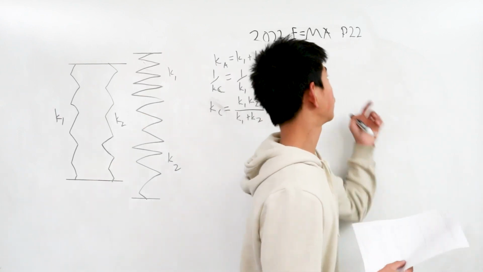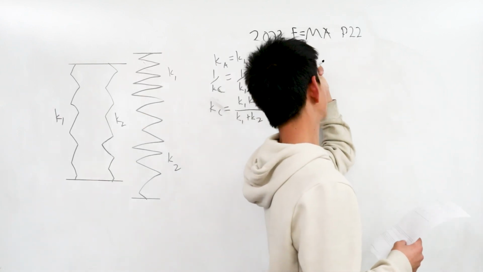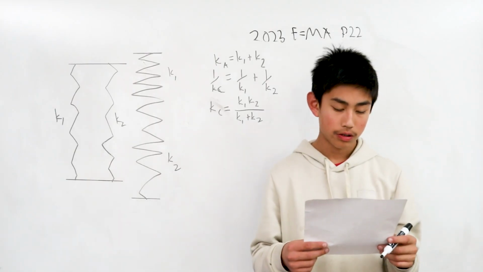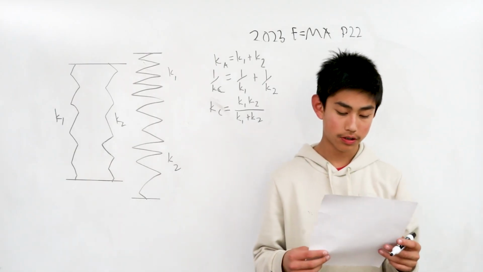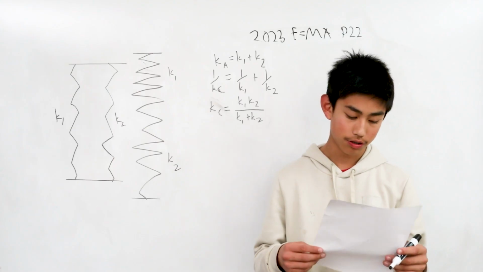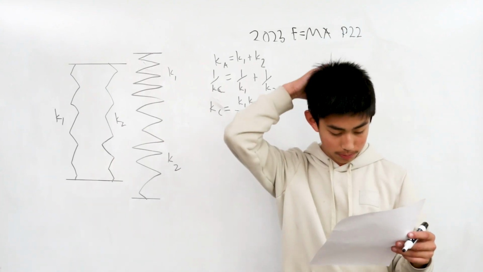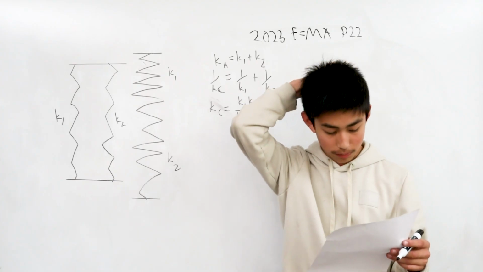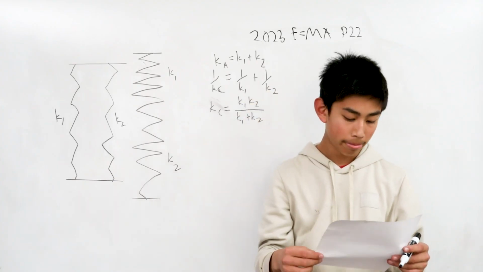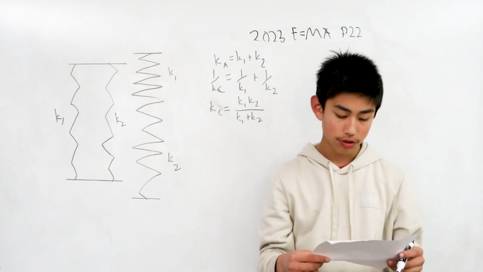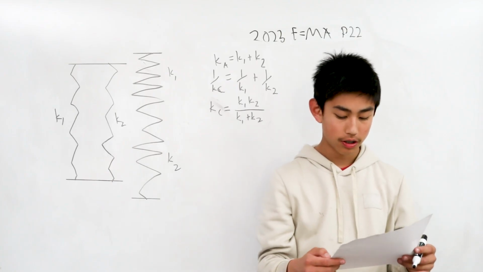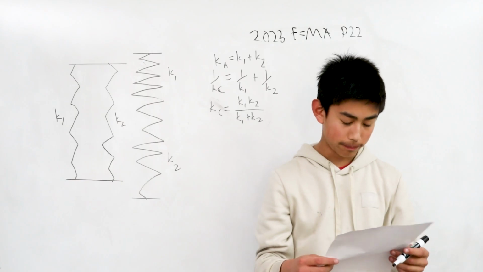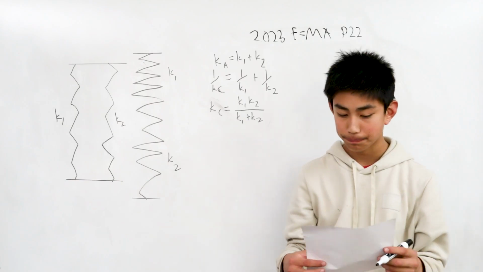We're solving problem 22 from the 2023 F equals MA exam. Two springs with different spring constants are connected in three ways as shown. In the second case, the springs are connected to opposite ends of a string which runs under a massless frictionless pulley. In each case, the two springs act like a single spring with an effective spring constant Ka, Kb, or Kc. Which of the following are correct?